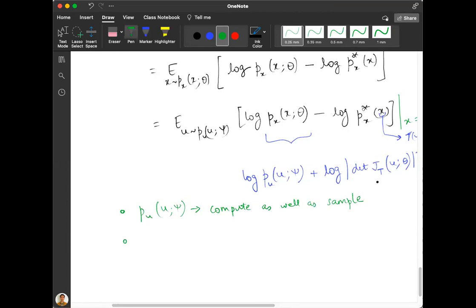For example, I may be able to sample from a Gaussian, but I also need the PDF, the value of the PDF for a particular sample. So both are required. Then you need the log determinant, basically this term which you know how to do. And this should also be in a differentiable form.